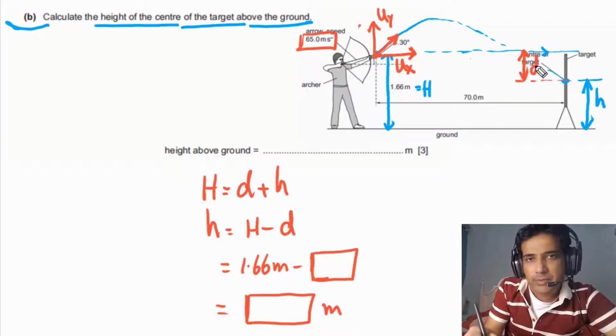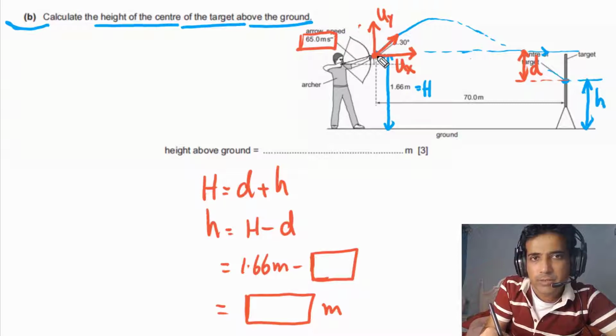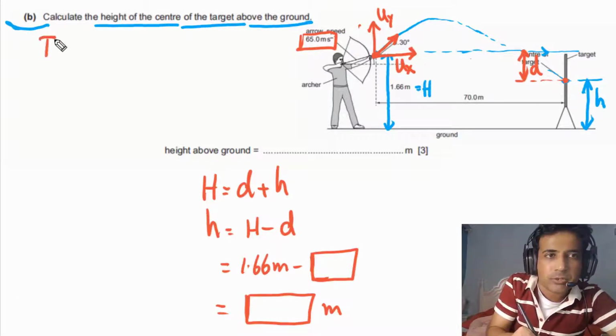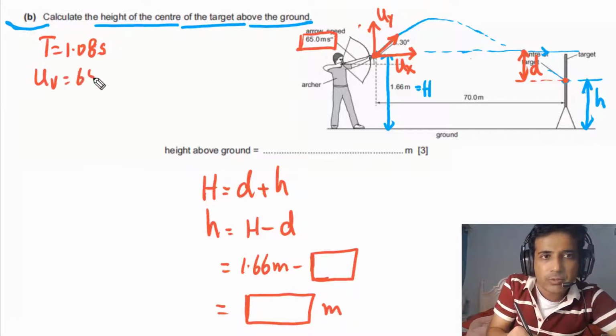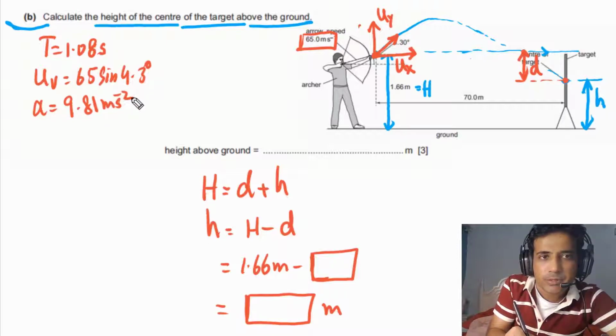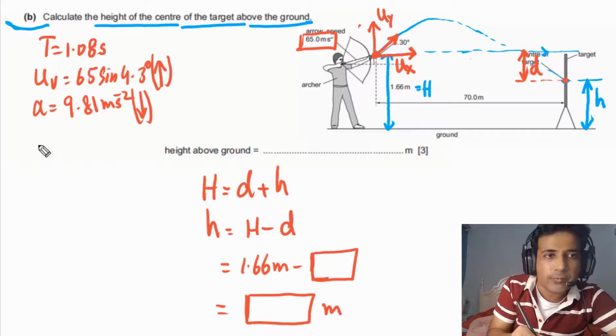If we need to find out the value of d, we will consider motion of this arrow from this point to this point. But we have already calculated the time taken from here to here, and that time t was equal to 1.08 seconds. We have the initial velocity, we can write uy is equal to 65 sine of 4.3 degrees, and we have the value of a, that is equal to 9.81 meters per second squared. This velocity is vertically up, so we can draw an arrow here. This is up and this one is down, so we can draw an arrow here down.